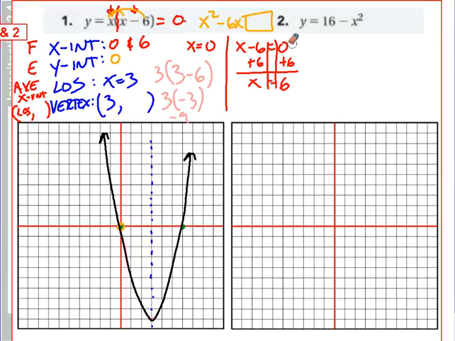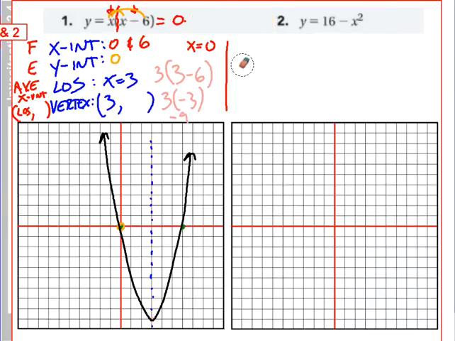Now for A2. I will be using the same process. First, I need to find my x-intercepts, my y-intercept, my line of symmetry, and my vertex. I see that I have an expanded form expression here, which means I will be finding my y-intercept, which is the plain number. So I have a y-intercept of 16.